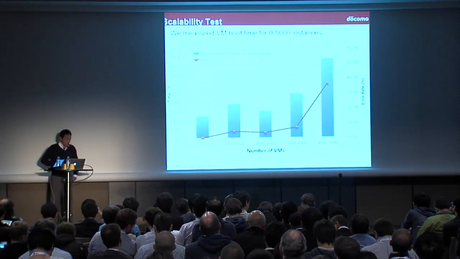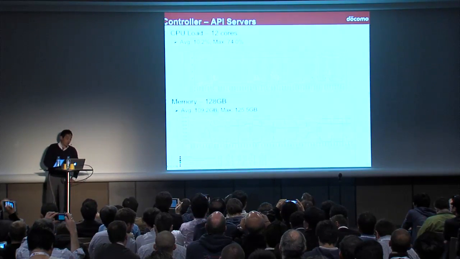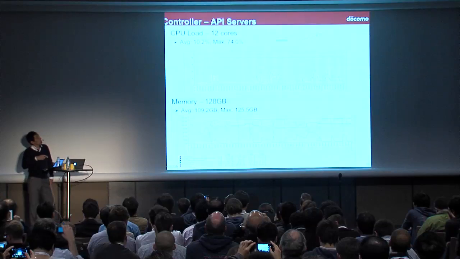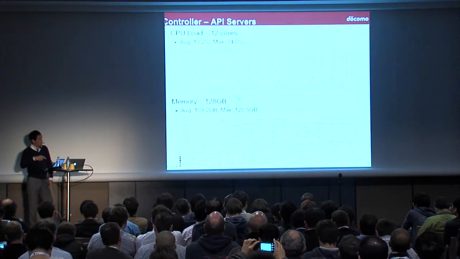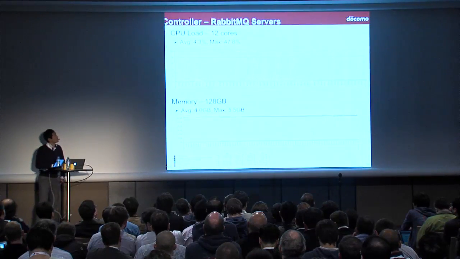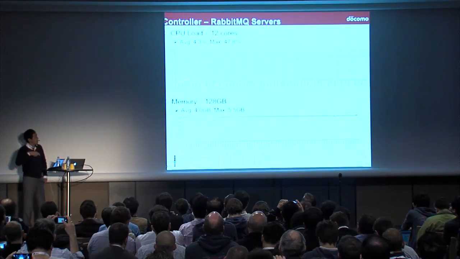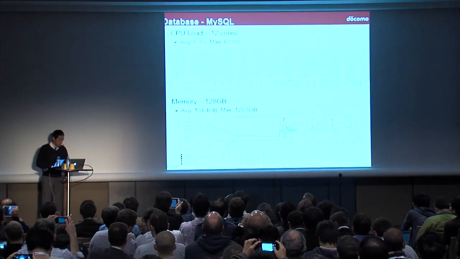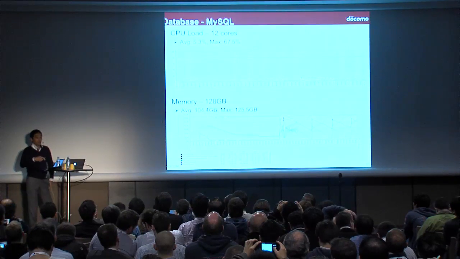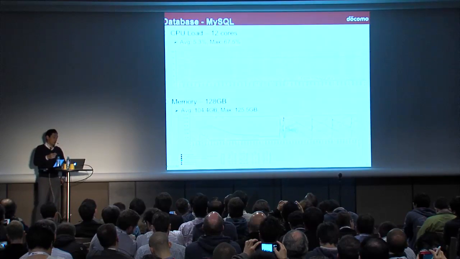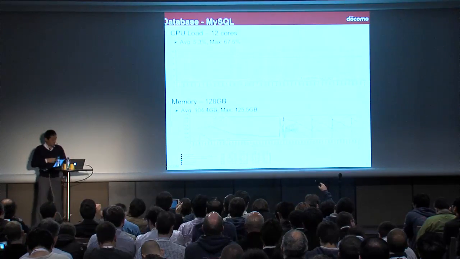Anyway, this is the load we measured at each server. As for the API servers, there is not much CPU load, but quite a lot of memory usage was measured. And for RabbitMQ, almost nothing, no load. And for MySQL, also no CPU load, but MySQL can utilize physical memory as much as possible, so the memory usage is quite big.